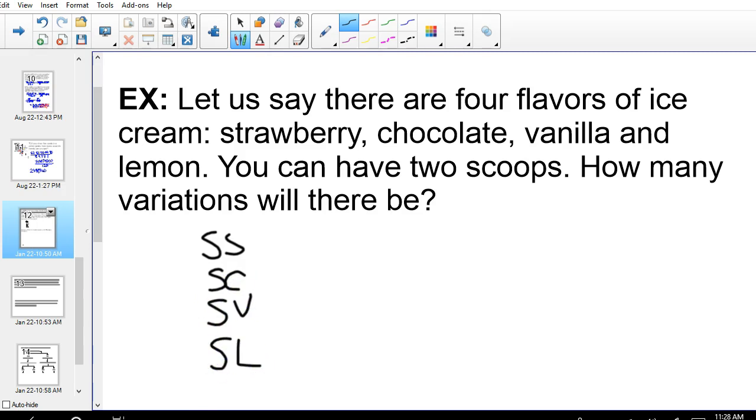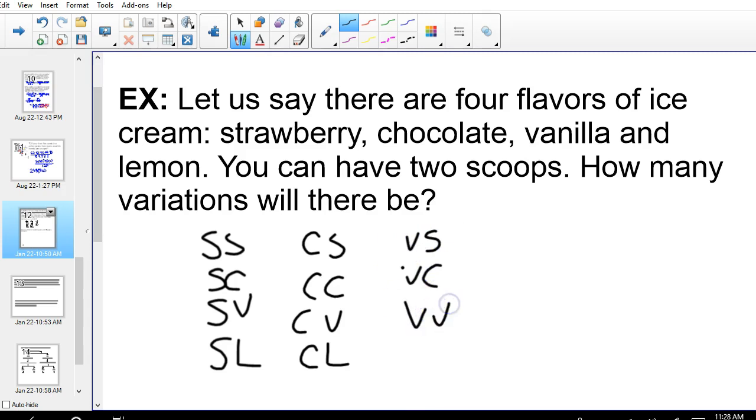Let's do chocolate and strawberry, chocolate and chocolate, chocolate and vanilla, chocolate and lemon. I don't think some of these would be very good, but you could get vanilla and strawberry, vanilla and chocolate, vanilla and vanilla, or vanilla and lemon. You could get lemon and strawberry, lemon and chocolate, lemon and vanilla, and lemon and lemon.